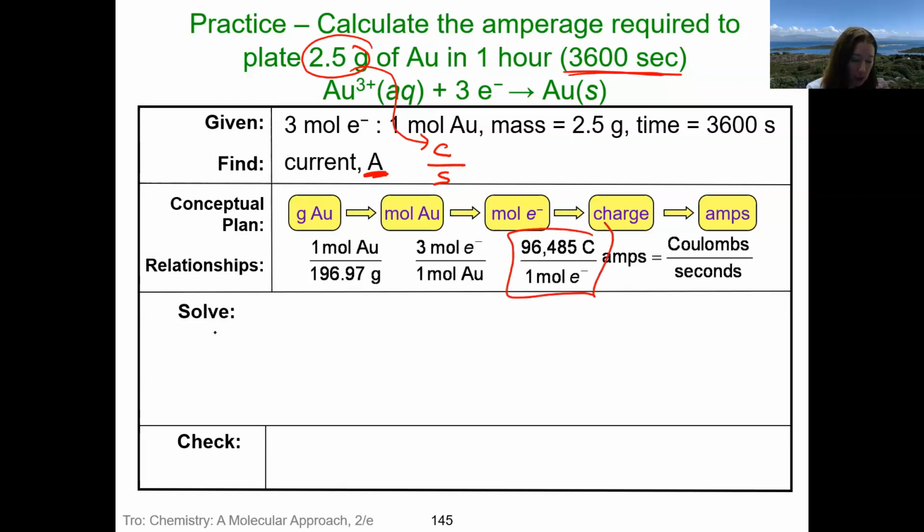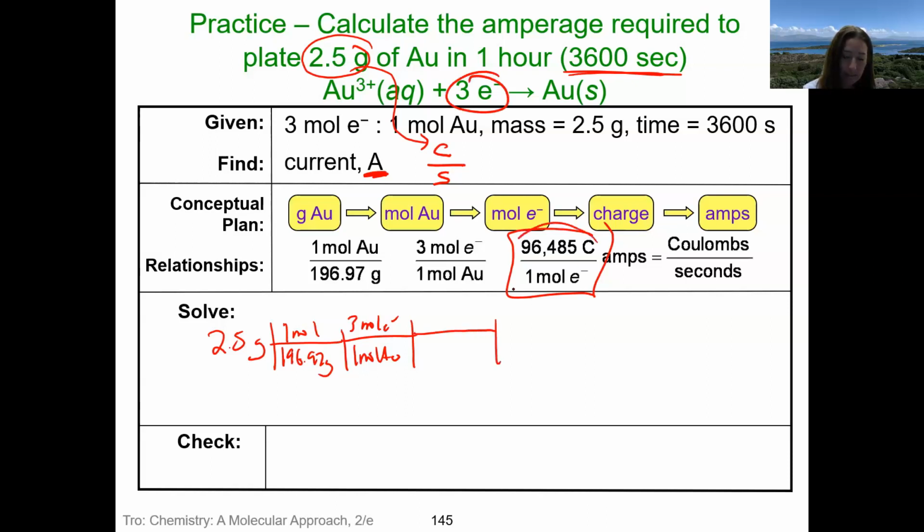So we start with 2.5 grams, use our molar mass in 1 mole. Then we can use the electrons in 1 mole of Au. There's 3 moles of electrons. Again, this is where this conversion came from. Faraday's is the big one. In 1 mole of electrons, there's 96,485 coulombs. And again, amps is coulombs per second.